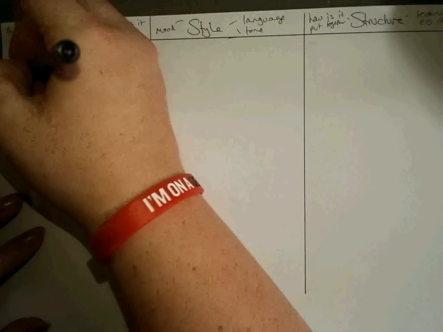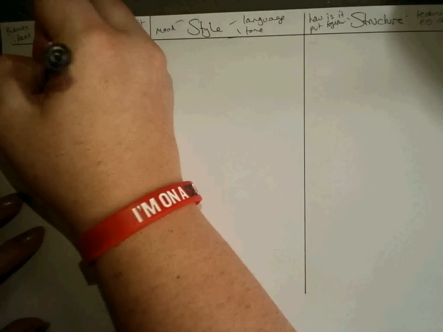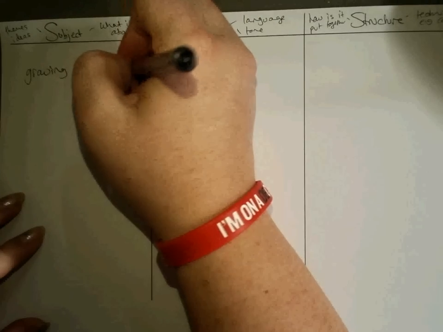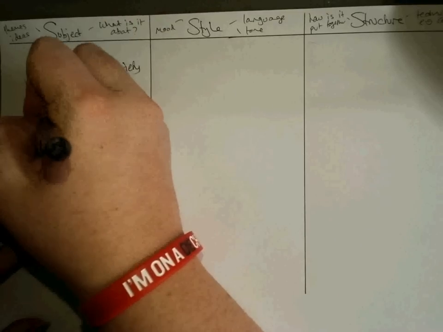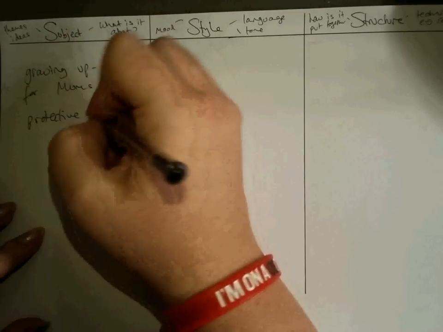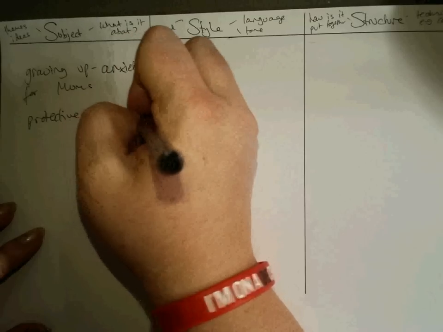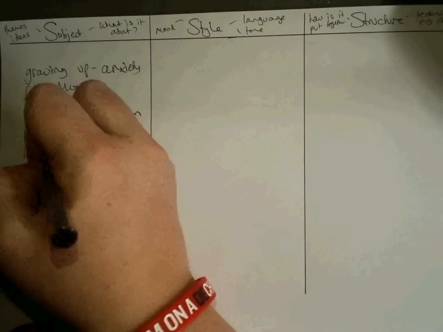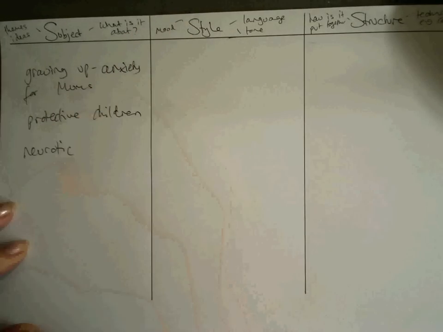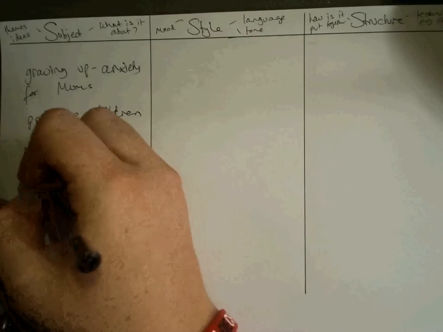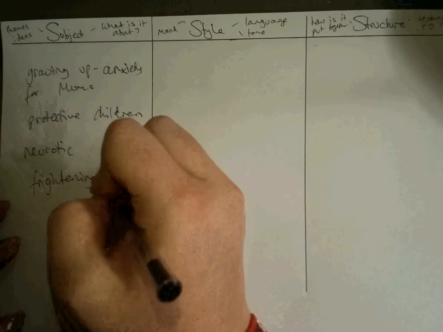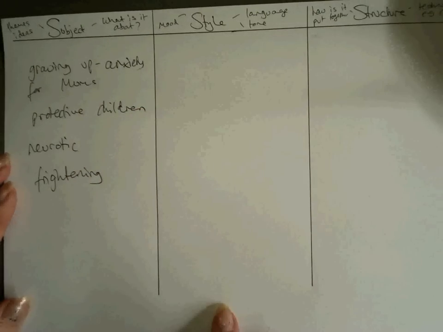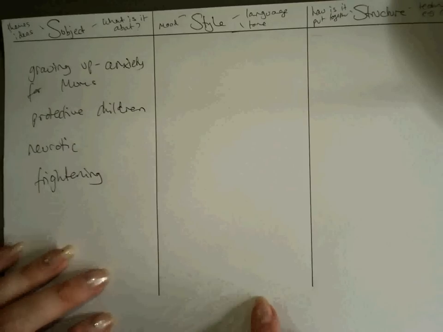So what is the poem about? It's about growing up, but the focus here is on the anxiety for mums. It's about being protective of children. It's about maybe a sense of neuroses, motherhood being a neurotic time, a time that is frightening and fearful for mums. So that's what some of our themes and ideas are.